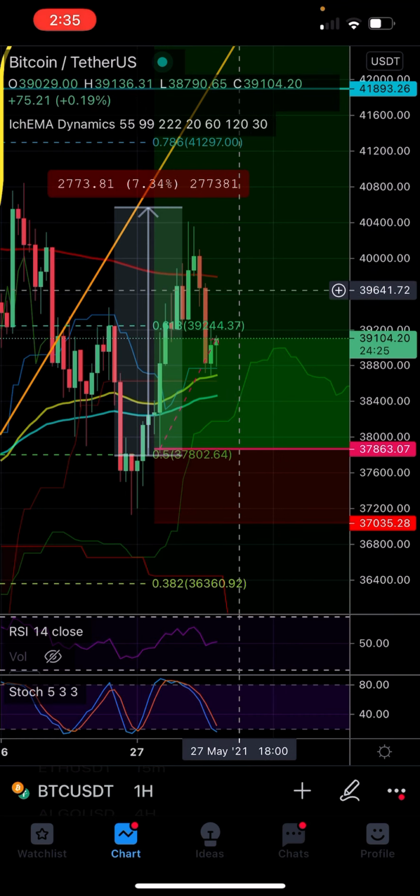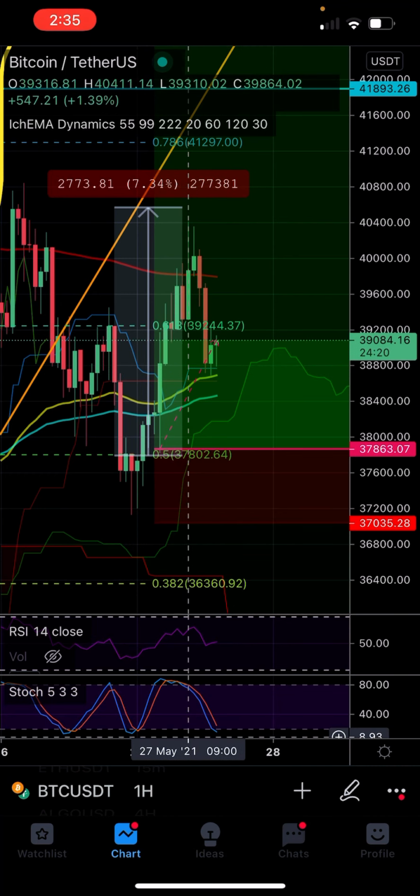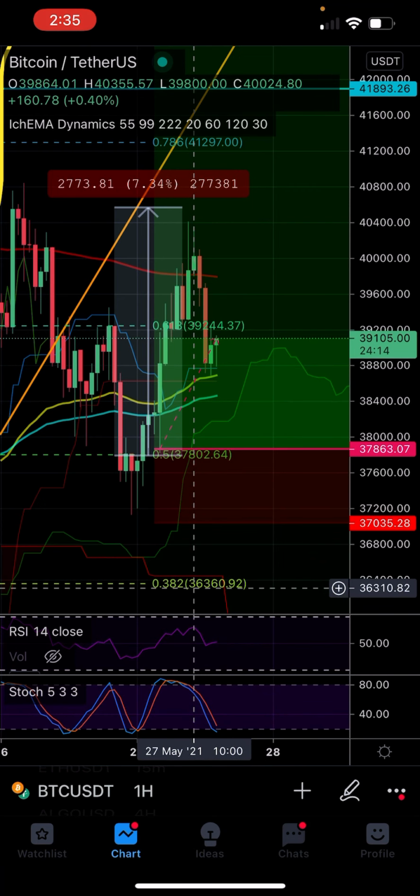So right now we're retracing. We have strong support from the dynamic supports here. If I'm looking at the hourly and I'm like, all right, we might turn soon, in 25 minutes we have the next hourly candle. If this one stays green, there's a really good chance we can get a big bounce.